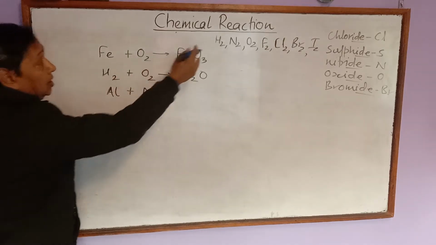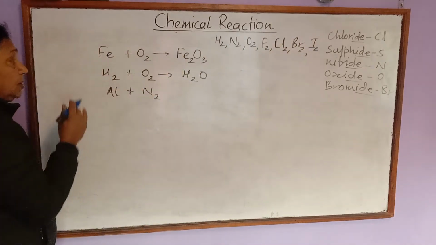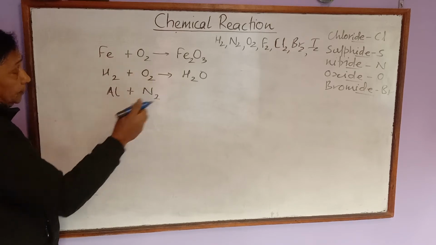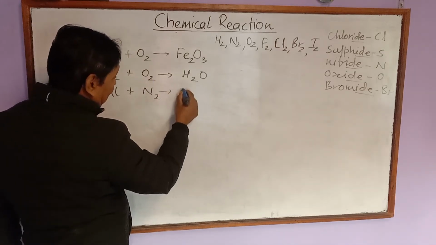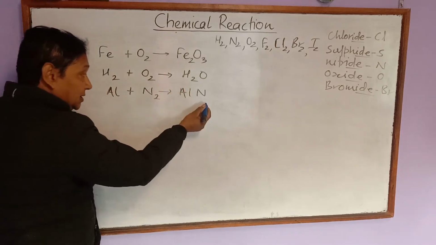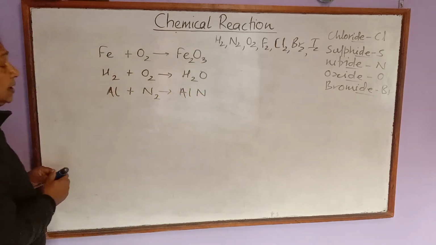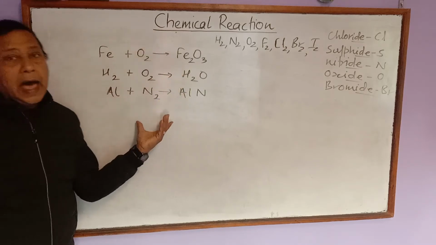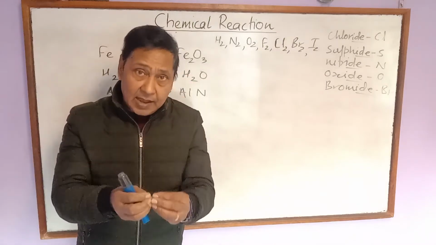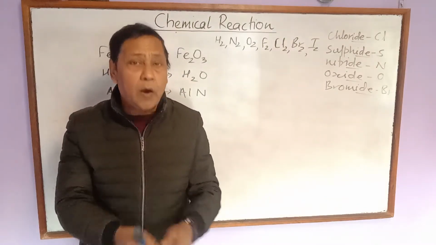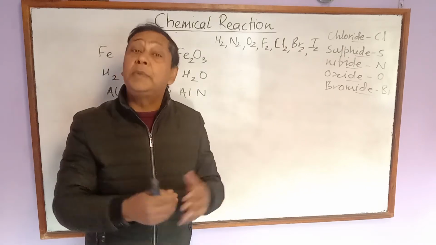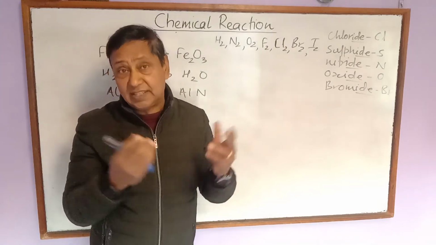These are diatomic. These diatomic elements we must remember whenever they become free. Then we have to write 2. Aluminium nitride, AlN. Valency of aluminium is 3, nitrogen is 3, equal valency, no exchange. This way, all these are examples of combination reaction. What is a combination reaction? The chemical reaction in which elements or compounds combine to form a single compound is called a combination or addition reaction or synthesis reaction.